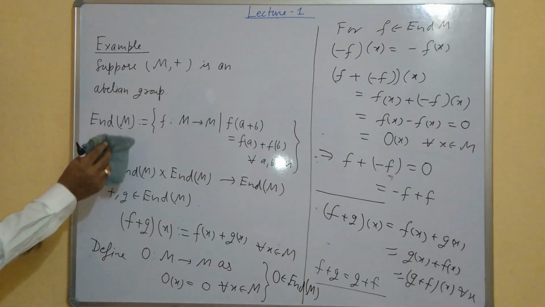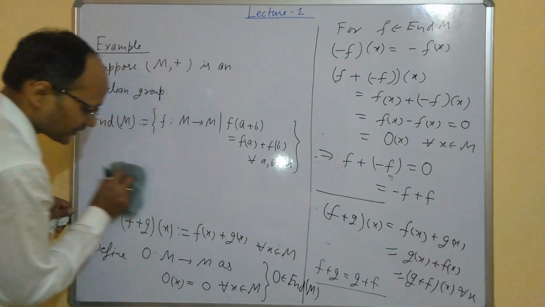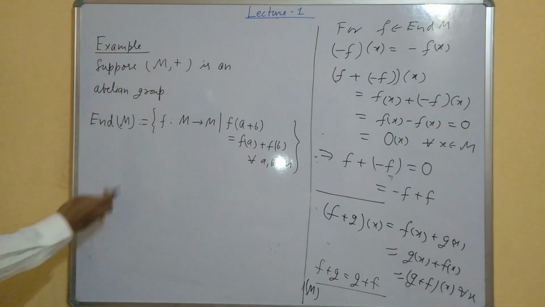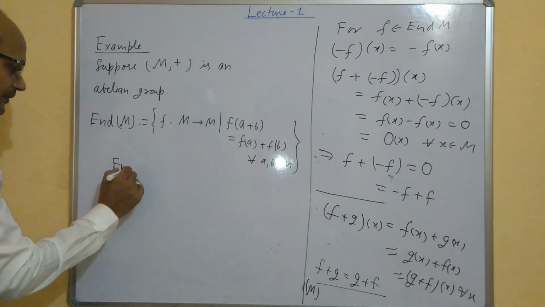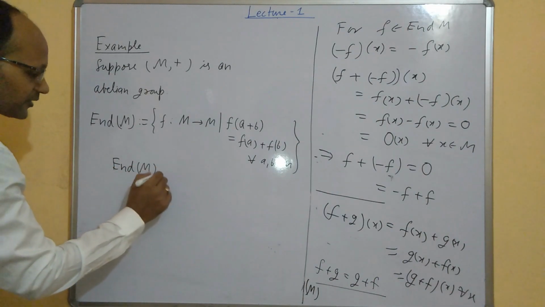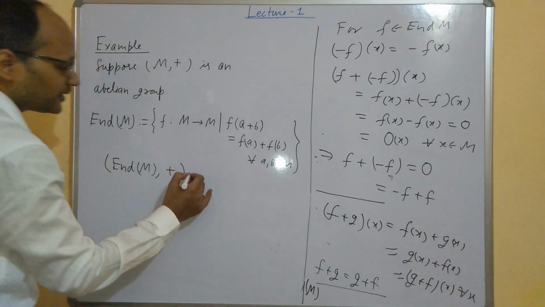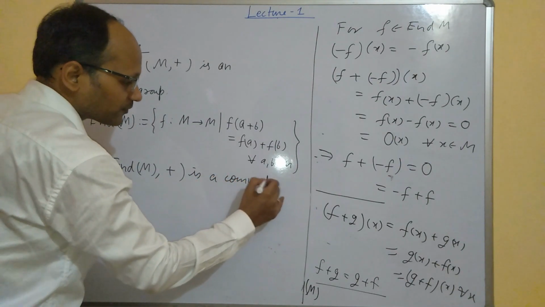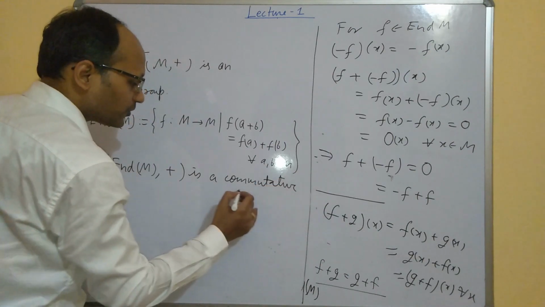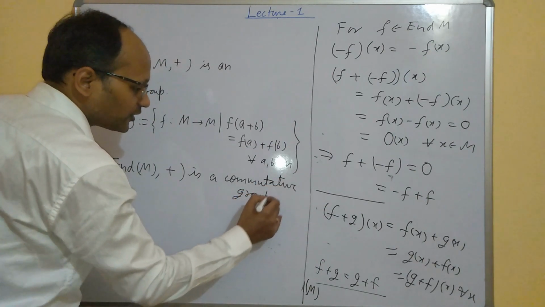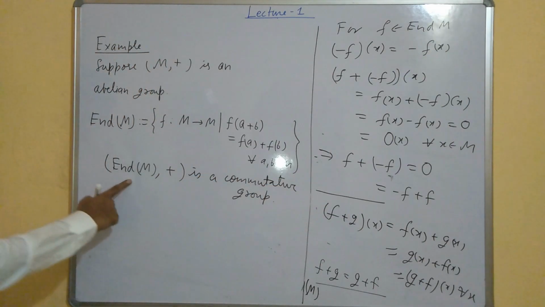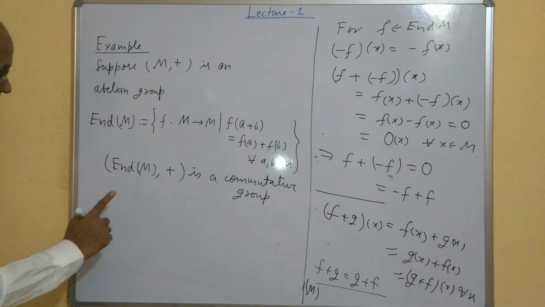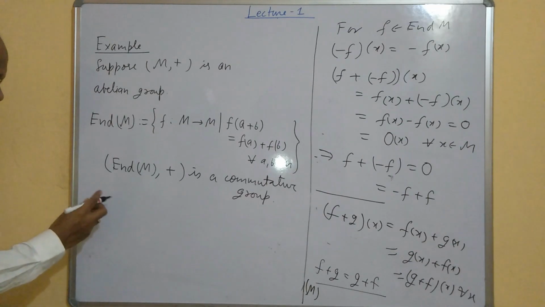So let me write our finding. Our finding is that End M with respect to plus is a commutative group. To make it a ring, we need one more operation. So for that operation we can take composition of maps.